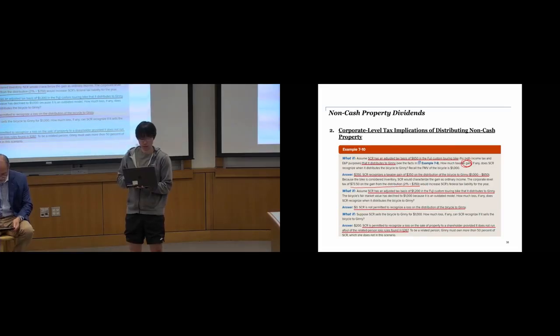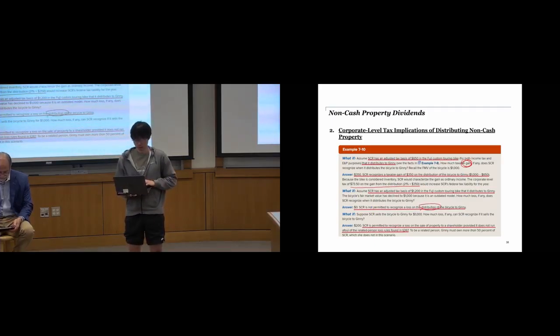Now we want to assume that SCR has an adjusted tax basis of $1,200 in the Fuji custom touring bike that it distributes to Ginny. The bicycle's fair market value has declined to $1,000 because it's an outdated model. In this area, we want to find how much loss, if any, does SCR recognize when it distributes the bicycle to Ginny. And we see that they're allowed to recognize $0 because SCR is not permitted to recognize a loss on the distribution of the bicycle.